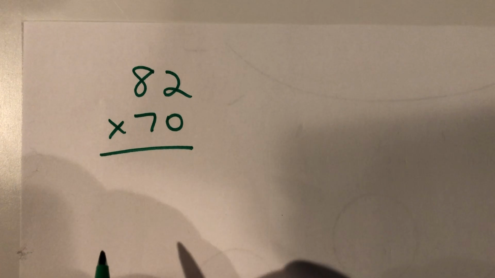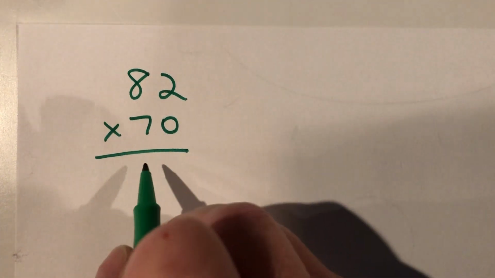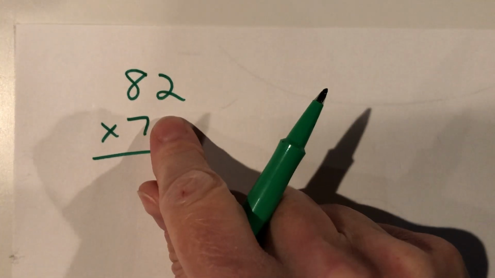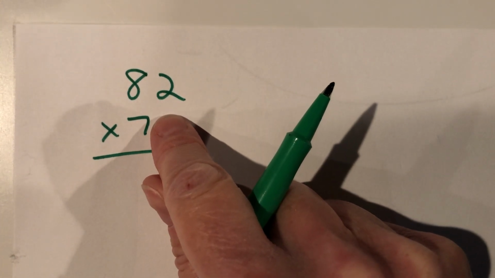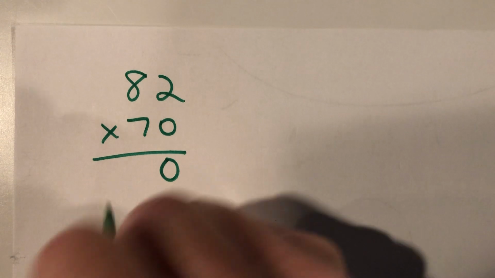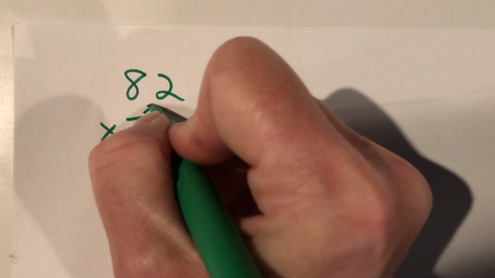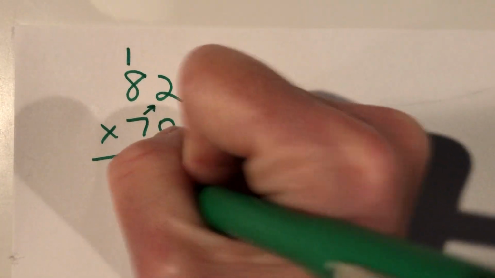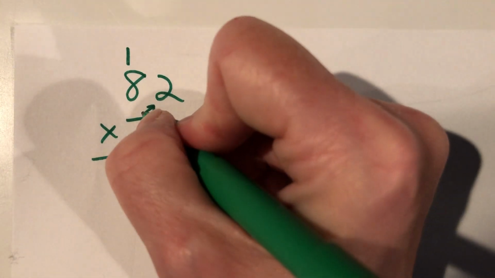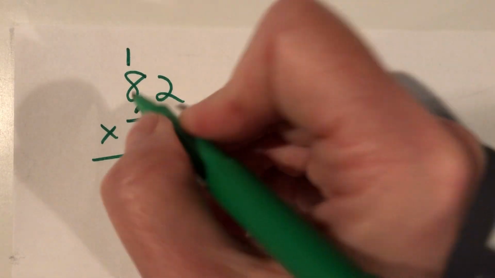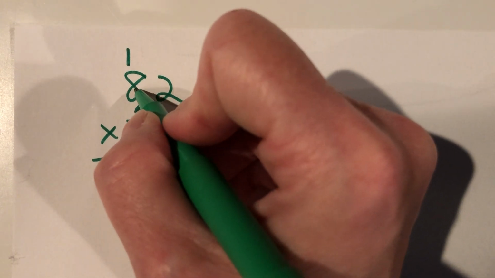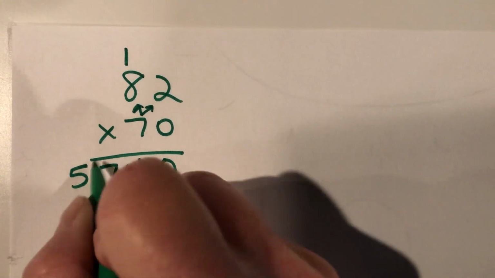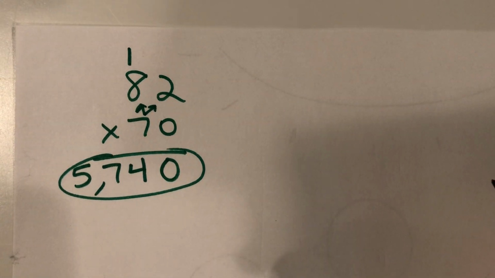All right, here we go. I see this as a multiple of 10. So what I'm going to do is take this 0 and put it in the ones place, and then I'm going to multiply 82 times 7. When I multiply 82 times 7, I know I have to take this 7 and multiply it by the ones place. So 7 times 2 is 14. And then I need to multiply this 7 by the tens place. 7 times 8 is 56, and 56 plus that 1 is 57. So 5,740 is what you should have.